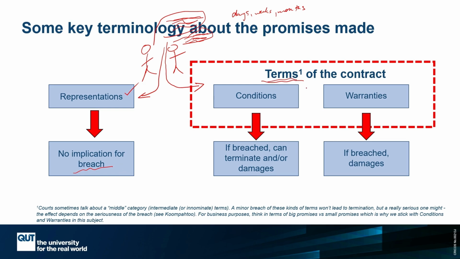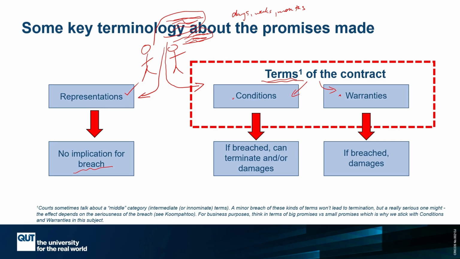For this particular subject, we actually break terms down into two categories, a condition and a warranty. I do understand that sometimes the courts talk about a middle category, indeterminate or innominate terms. That can be a little bit confusing for us in business law. Roughly the same logic works. It's about whether there's a breach of a serious term, a serious issue, or whether it's a breach of a minor term. And so to help us think that through, for the rest of the course, we're only going to talk about conditions and warranties.